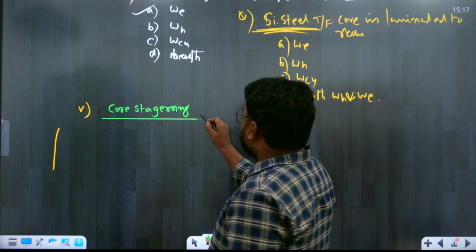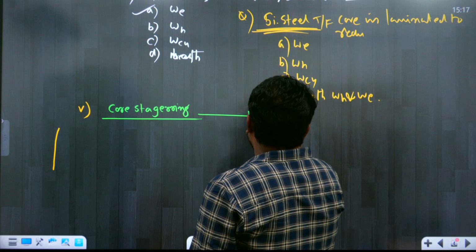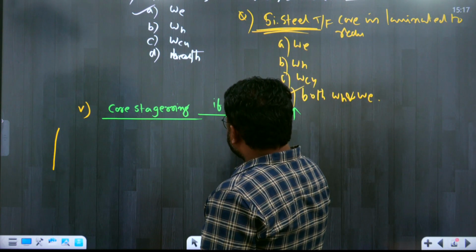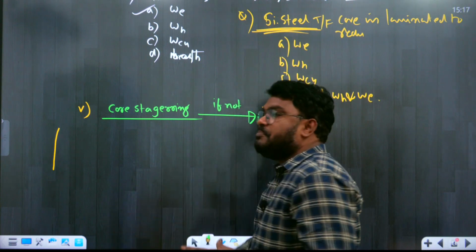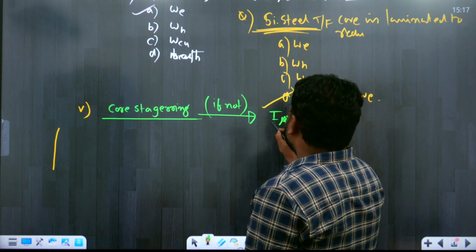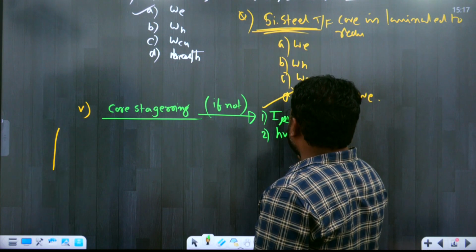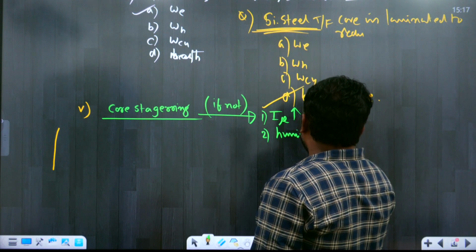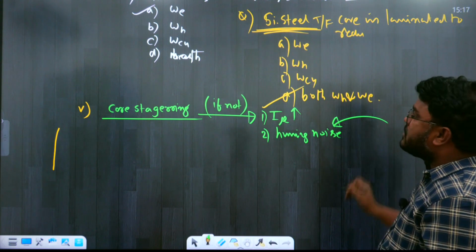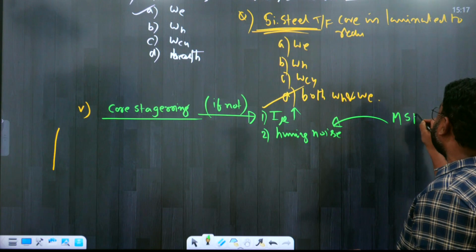If the core is not properly staggered, then what will happen? The requirement of magnetizing current increases. If the laminations are not tightly fitted, then the magnetizing current requirement increases, and there is also humming noise. This humming noise comes from the transformer. What is the phenomenon that produces the humming noise in the transformer? That is the magnetostriction phenomenon.